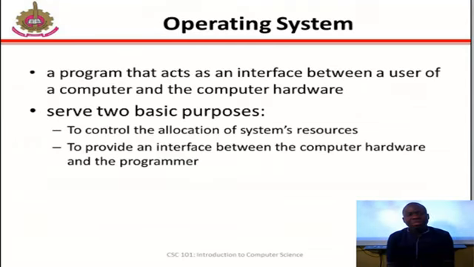Now, let's look at operating system. An operating system is a program that acts as an interface between the user of the computer and the computer hardware. It also serves two basic purposes. One, to control the allocation and use of the system's resources among the various users and tasks. And the second purpose is to provide an interface between the computer hardware and the programmer that simplifies and makes feasible the creation, coding, debugging, and maintenance of application programs.